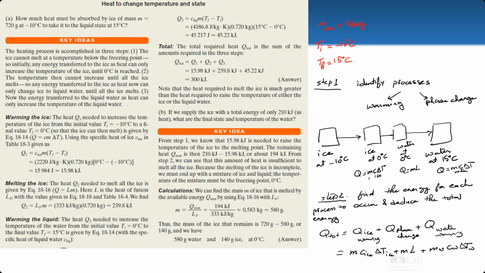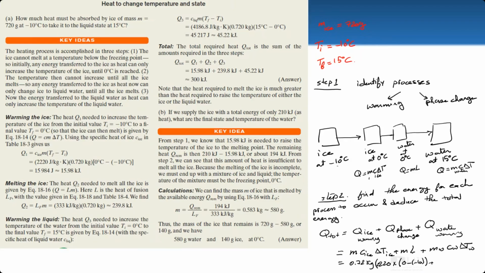Now the mass is the same everywhere because it's the same amount of ice, all converted to liquid. So I can take that as a common, and this will be 0.72 kilograms. C of ice is usually given to us. It's 2220. Delta T of ice. So ice was at minus 10. It became at 0. So this is 0 minus minus 10.